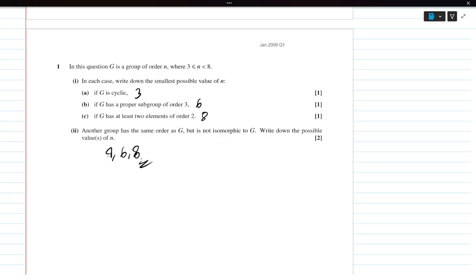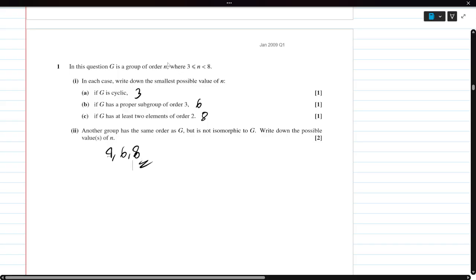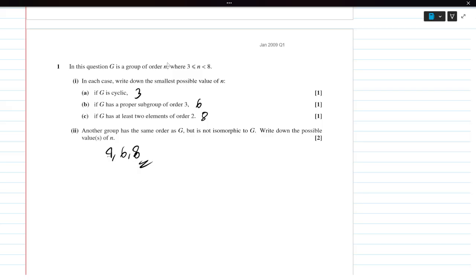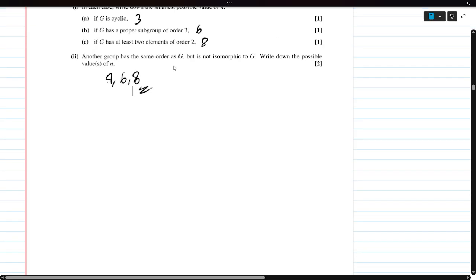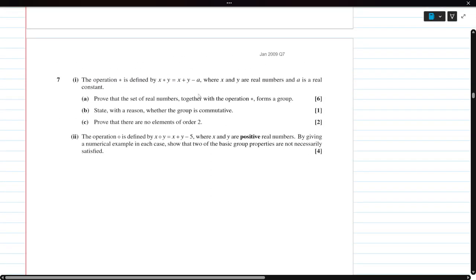Okay. I don't think you need to know about the possible groups of order 8. I'm pretty sure it's 3 abelian and 2 non-abelian. But regardless, let's move on. Question 7. I don't think I'm halfway through. I need to go faster.